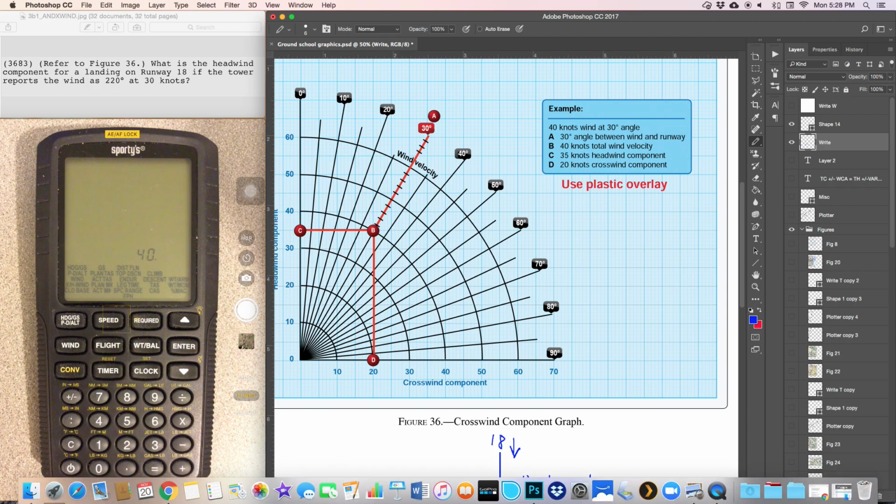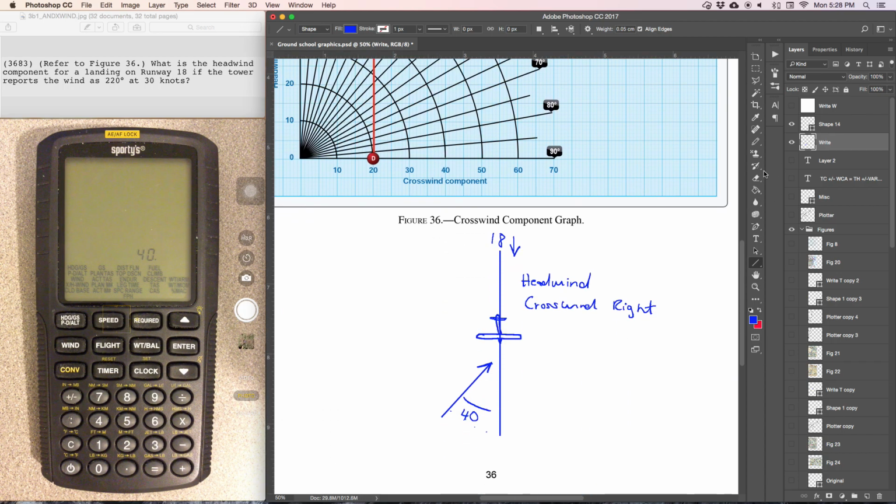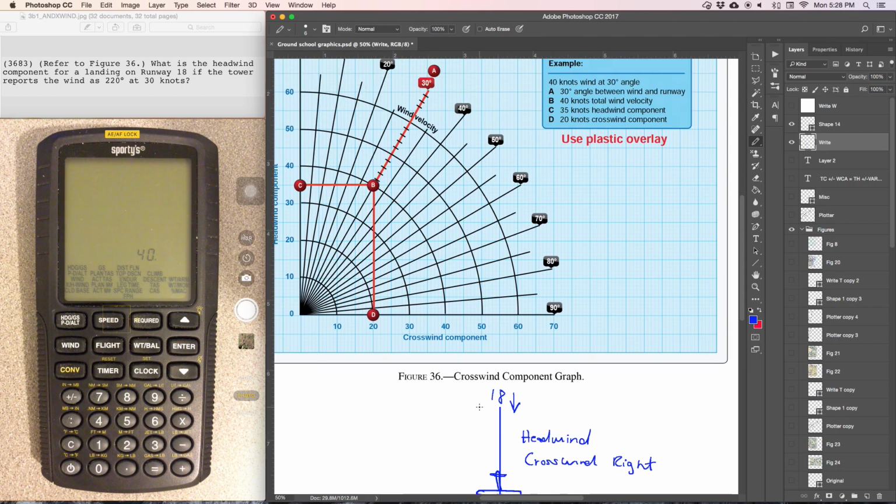So the first thing, I'm going to come back to the chart. I'll show you how to use the chart once, and then we'll use the E6B for this type of problem. So what is the headwind component for landing runway 18 if the tower reports wind 220 at 30 knots? When using the graphic crosswind component, we have to determine the difference between our runway heading and the crosswind, which we've already done. We've determined that it's 40 degrees. So we are going to be somewhere on this 40-degree line to get our answer.